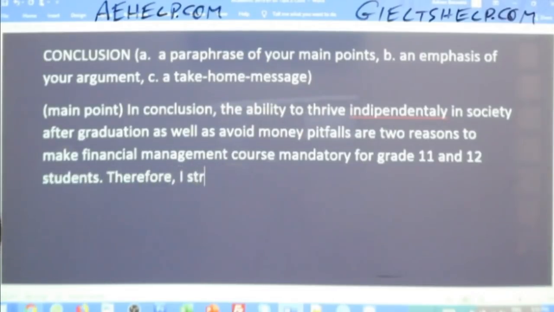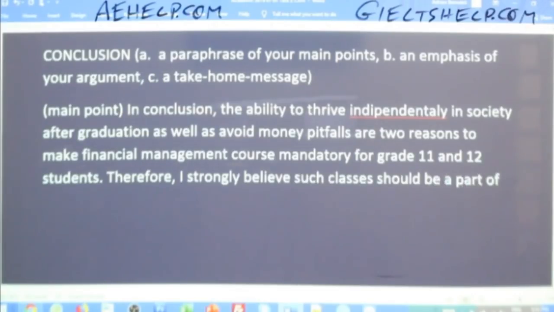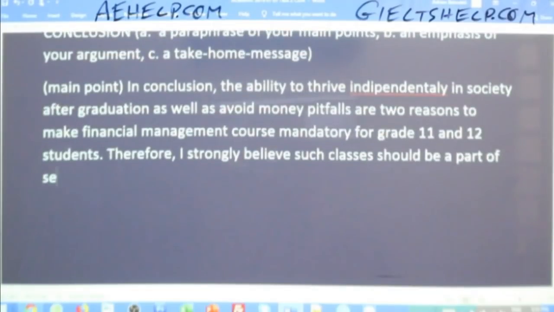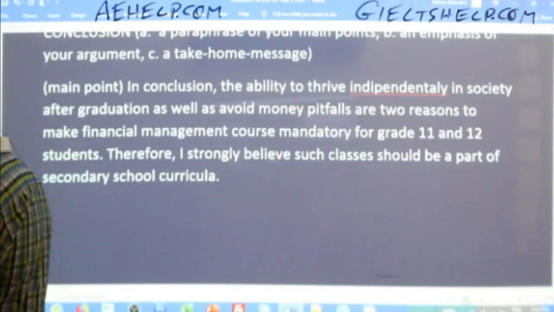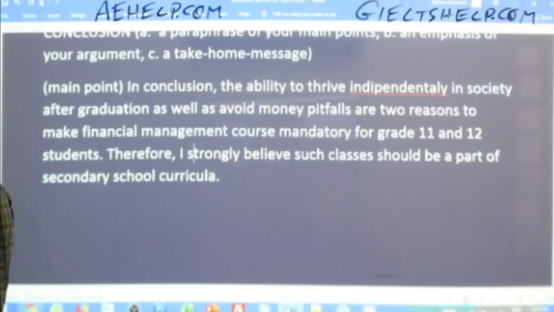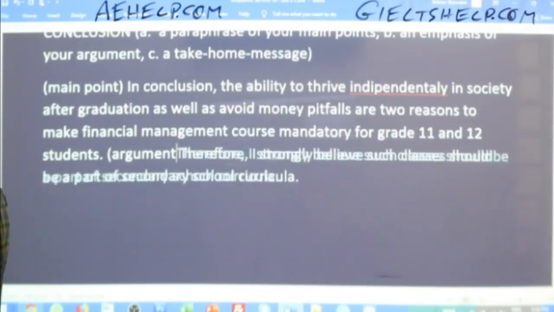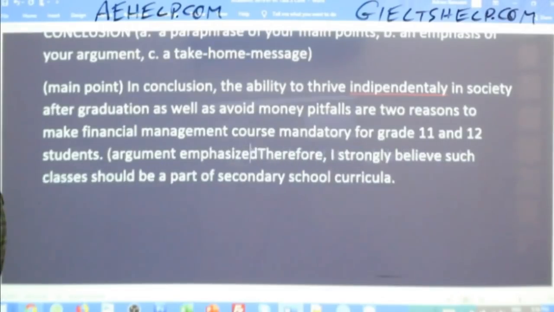Therefore, I strongly believe such classes should be a part of secondary school curricula. Curricula is plural for curriculum. And that is my argument emphasized. Okay, and then my take-home message.